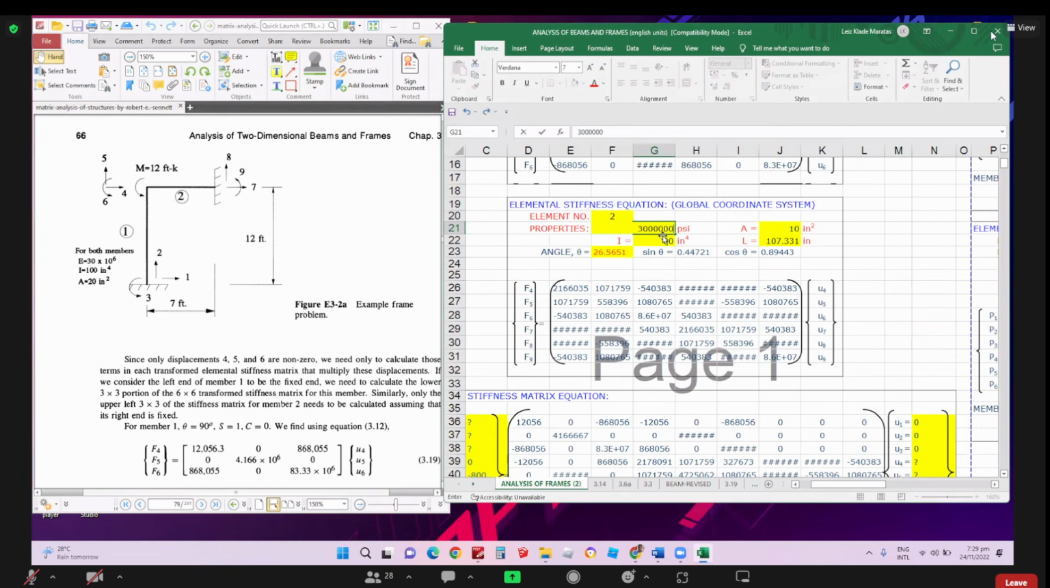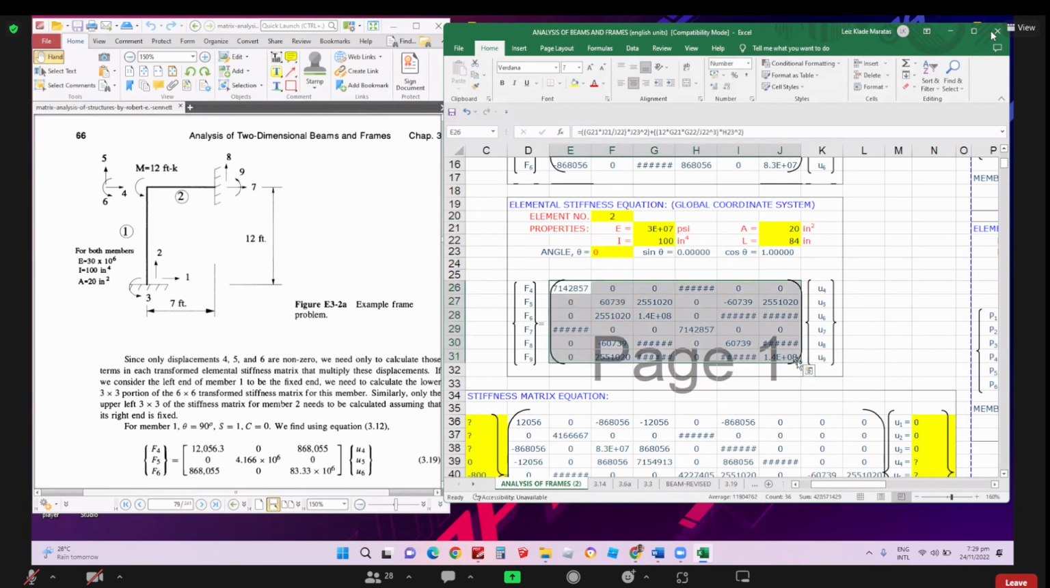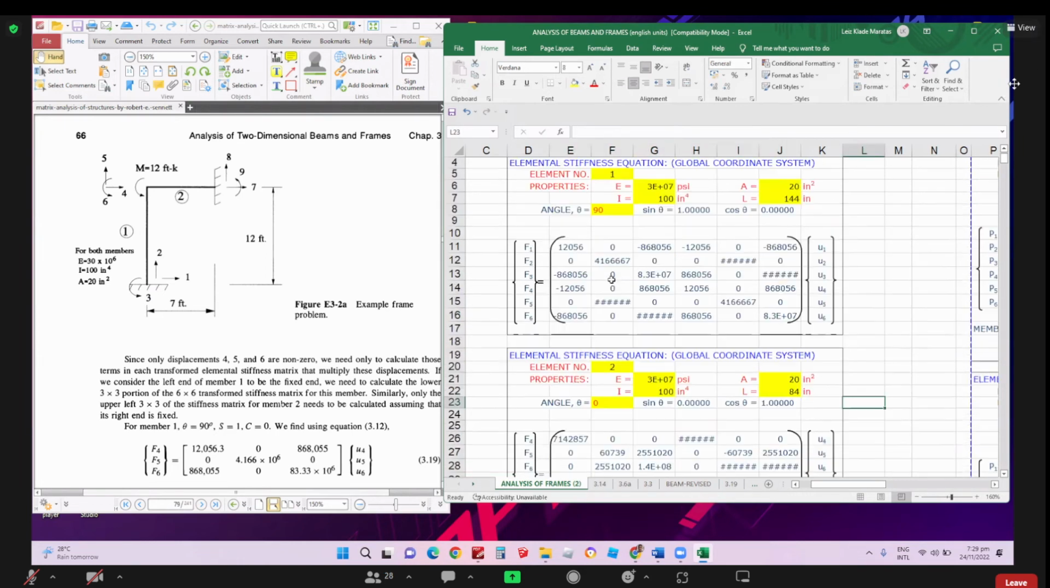The A is also 100. The length this time is 7 feet. Times 12, that's 84. We have to be consistent with the units, so I have to change this to 84. The angle is 0. So I get the elemental stiffness matrix in the global coordinate system. For the member, it goes from node 1 to 2.